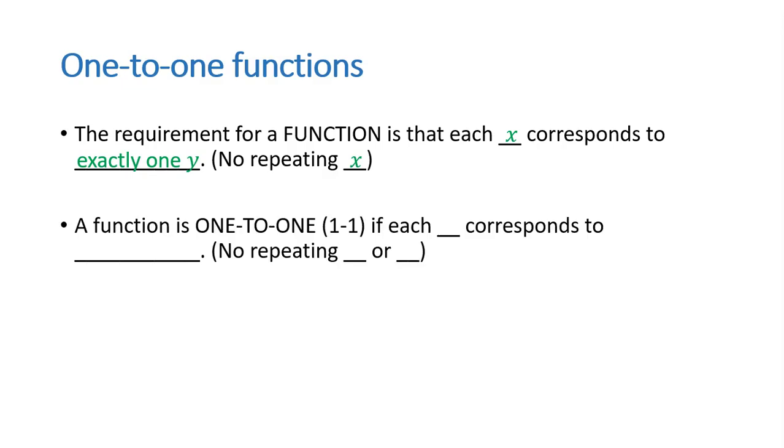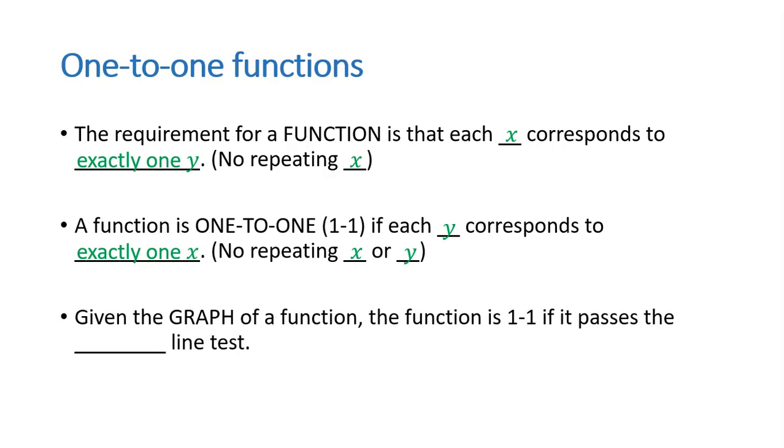A function, keep in mind it's already a function, we're assuming what we're starting with is a function, is one-to-one, which we abbreviate as 1-1, if each y corresponds to exactly one x. So a function is one-to-one if there is no repeating x or y. In other words, each input is matched to exactly one output, and that output only results from that one specific input. It's algebraic monogamy in a sense, no extra spouses on either side.